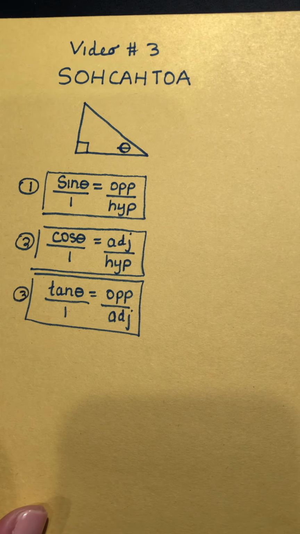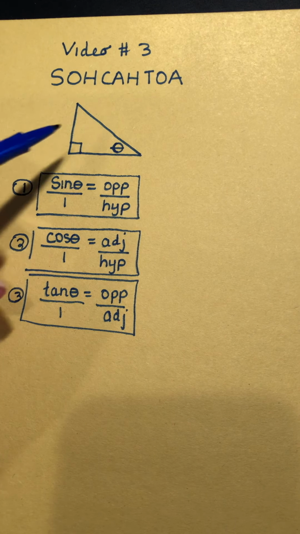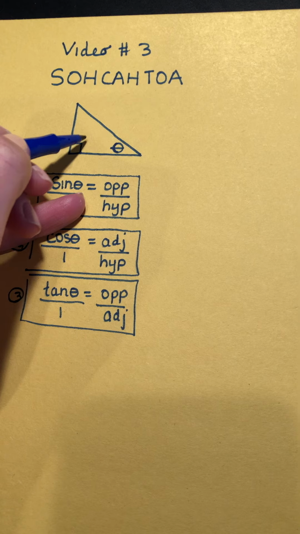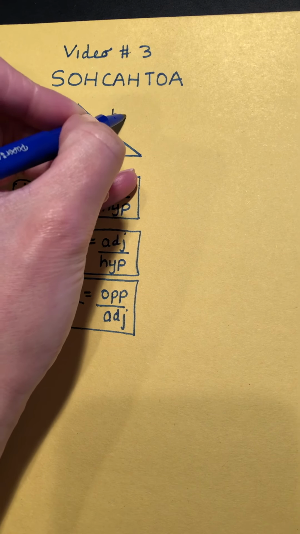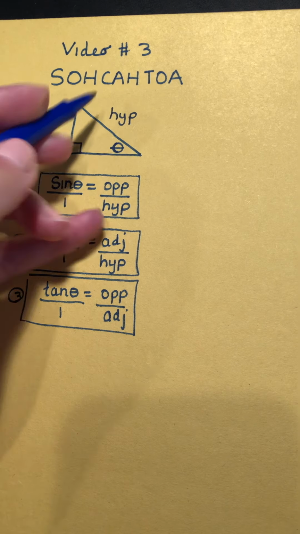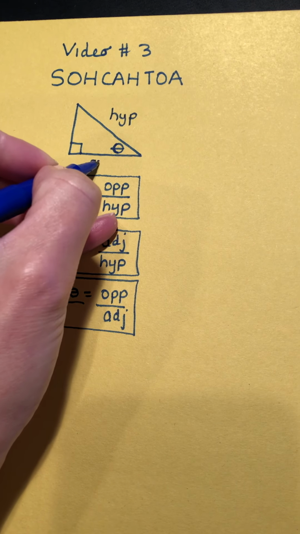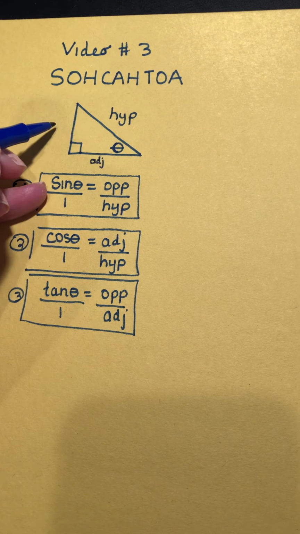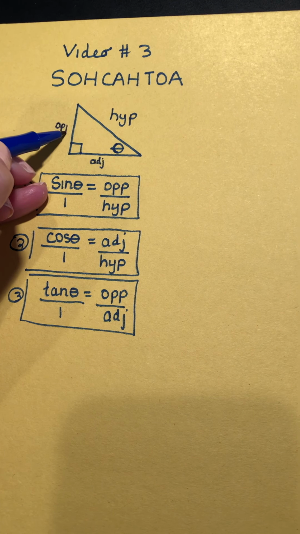Okay, now just as a quick refresher, if this is angle theta, everything is measured in relation to theta. So the side across from the right angle is always going to be my hypotenuse. The side next to the angle theta is adjacent, that means next to. And the side across from theta is going to be my opposite side.